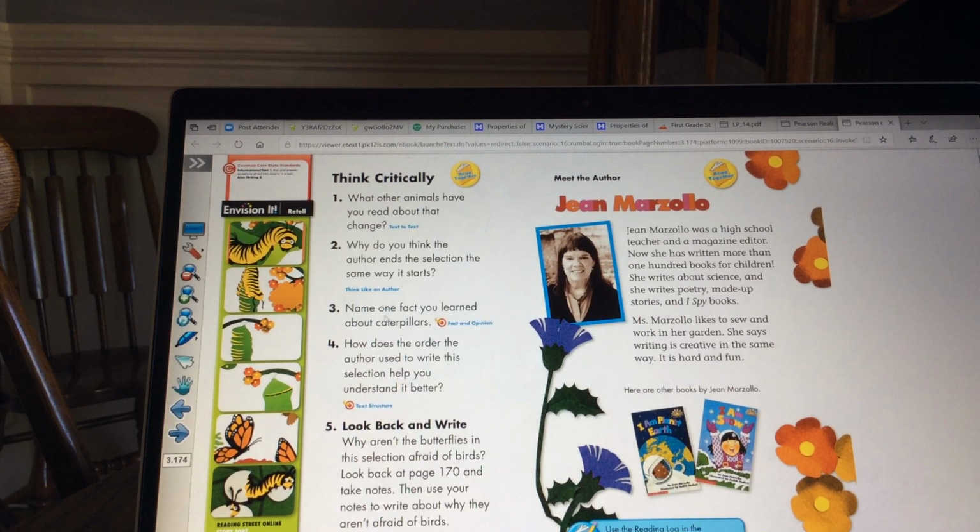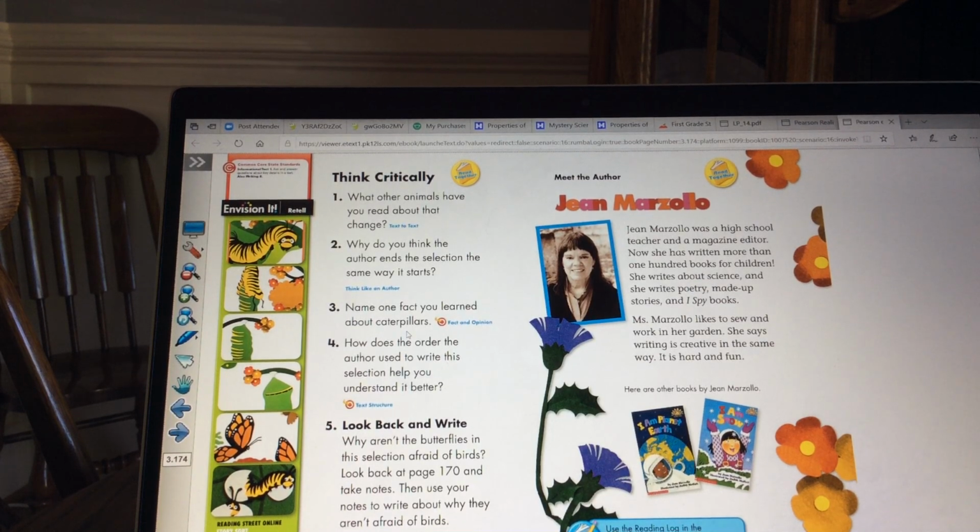Number 3. Name one fact you learned about caterpillars. Think about it right now. What's one fact that you learned about caterpillars? How does the order the author uses to write the selection help you better understand it? Think about it.